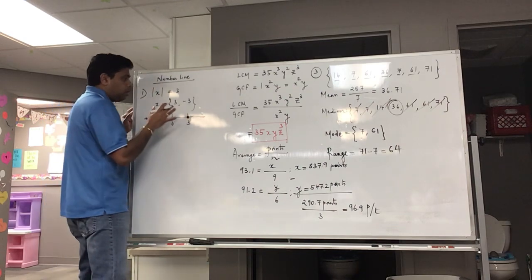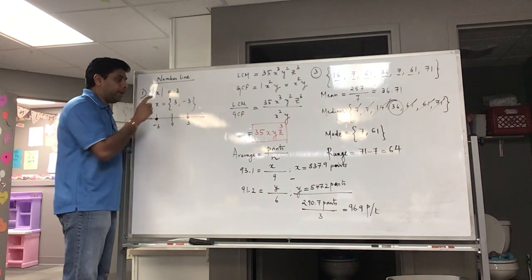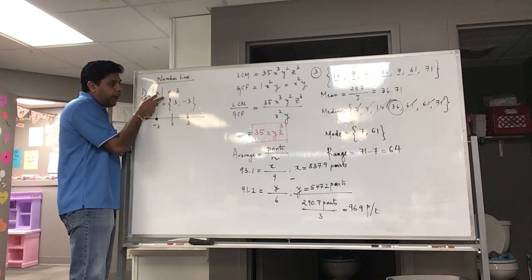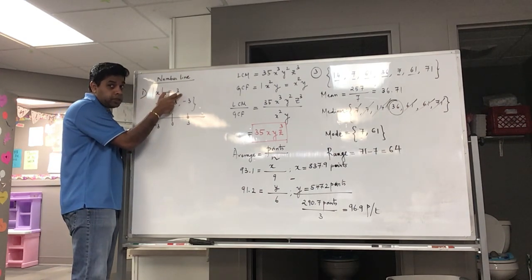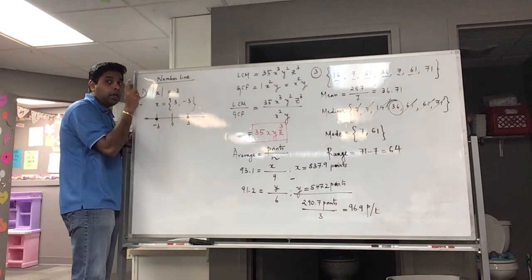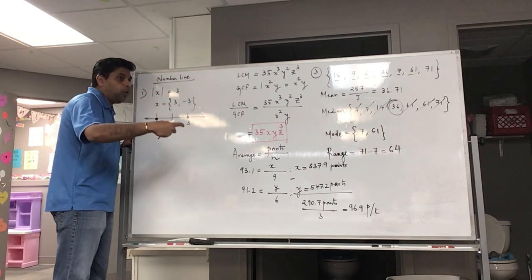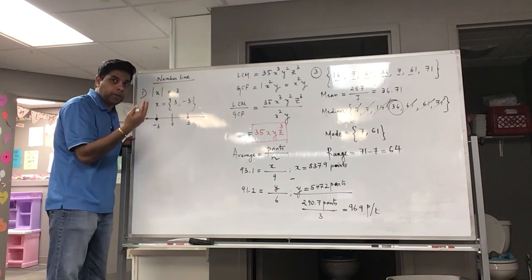So, again, I want to repeat one thing. Absolute measured distance. Absolute by itself should always be equal to a positive value. If it's negative, there's no solution, because no value of x will make it negative. That's what it means.